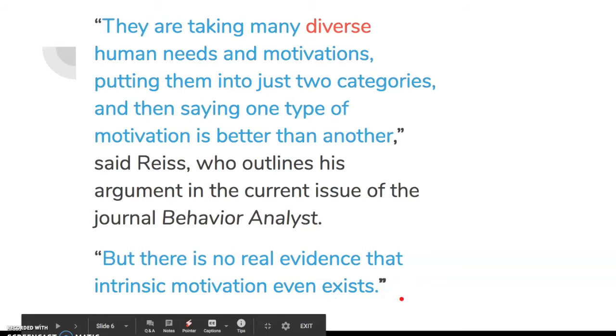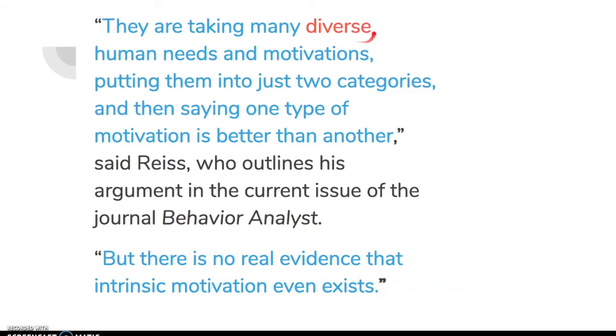So, most of this is going to be a main idea, but we've got a vocab word up here too, one that we already saw. Now, in this case, diverse means different. So, when that happens, I like to put the simpler word over top of the original word. So we can say instead, they're taking many different human needs and motivations, etc., etc.